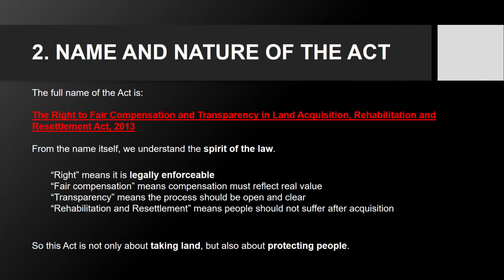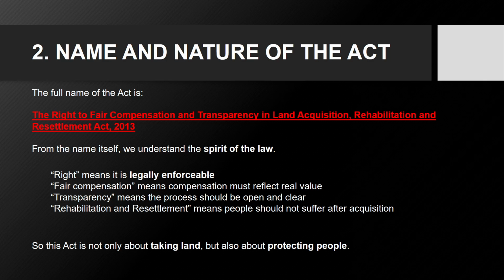The full name of the act is the Right to Fair Compensation and Transparency in Land Acquisition, Rehabilitation and Resettlement Act 2013. So 2013 is the year when this act was enforced. From the name itself, we understand the spirit of the law. Right means it is legally enforceable. Fair compensation means compensation must reflect real value, so today's market value, I should say. Transparency means the process should be open and clear. And rehabilitation and resettlement means people should not suffer after acquisition. So this act is not only about taking land, but also about protecting people.